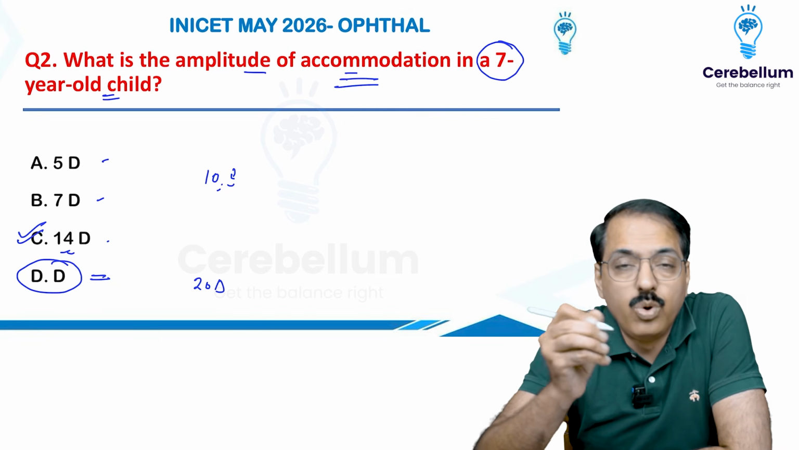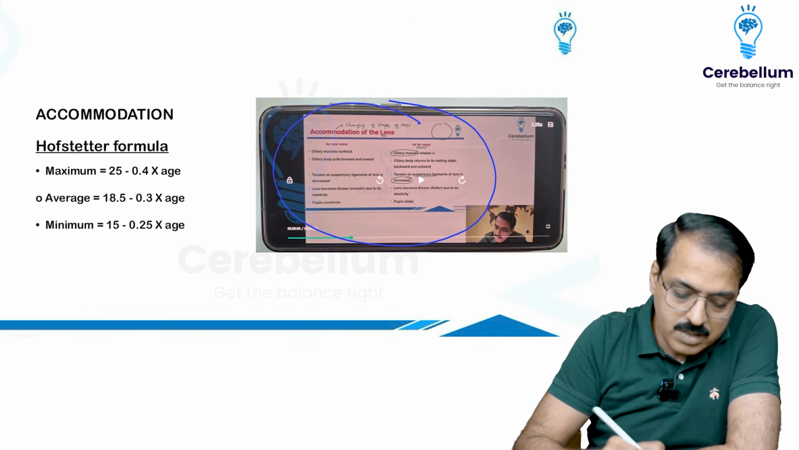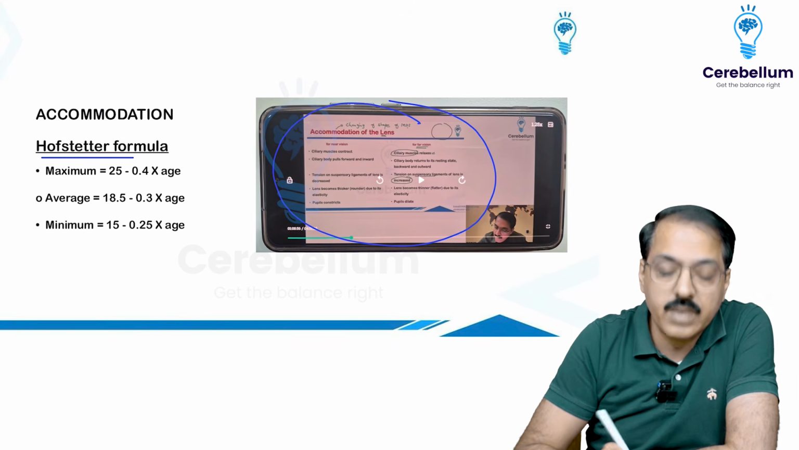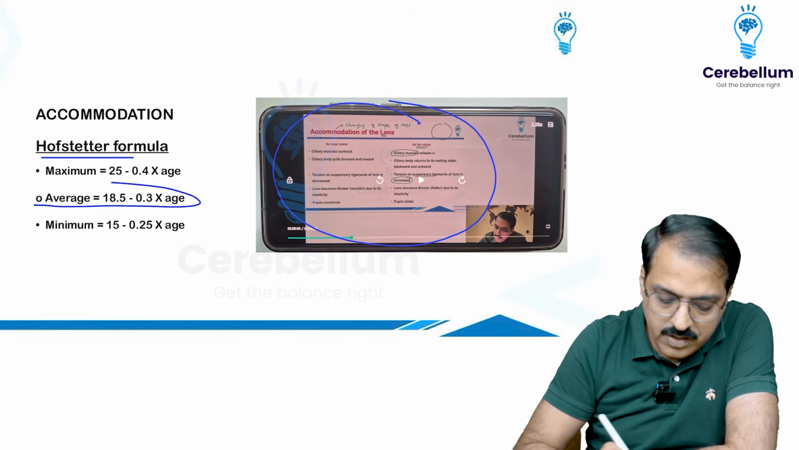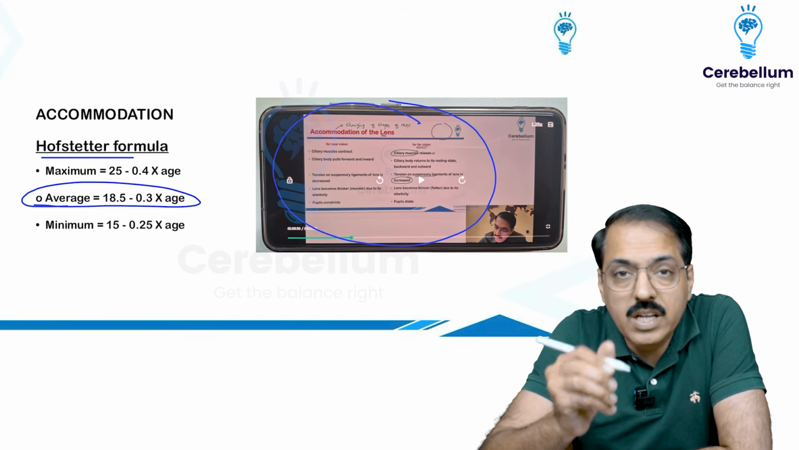So if we go into the logic, how we find the answer is by the Hofstadter formula, which says that on average, it is 18.5 minus 0.3 into the age.